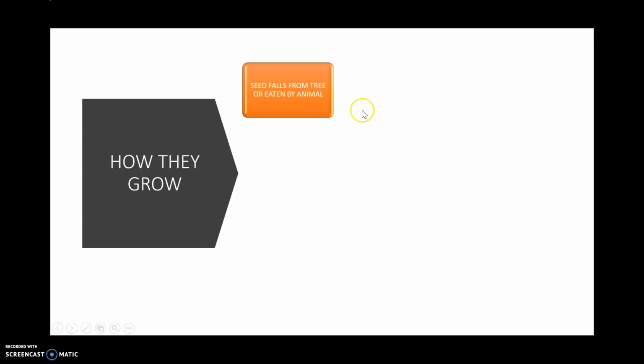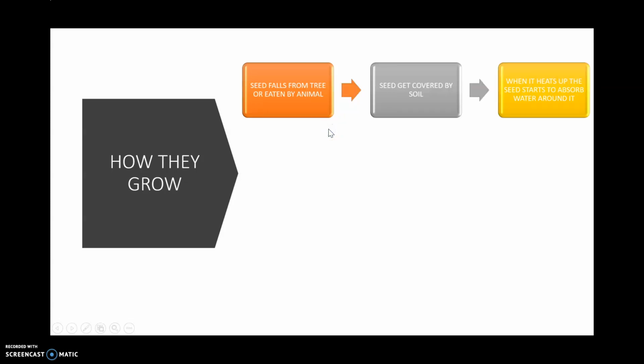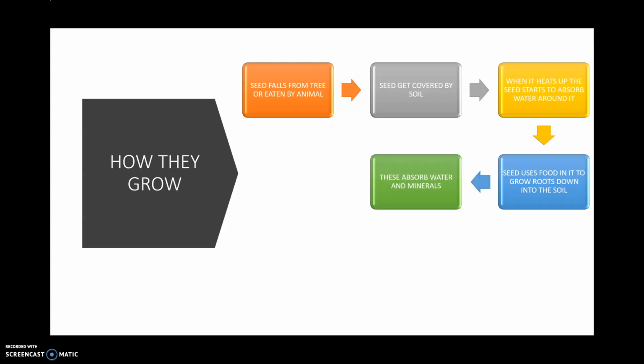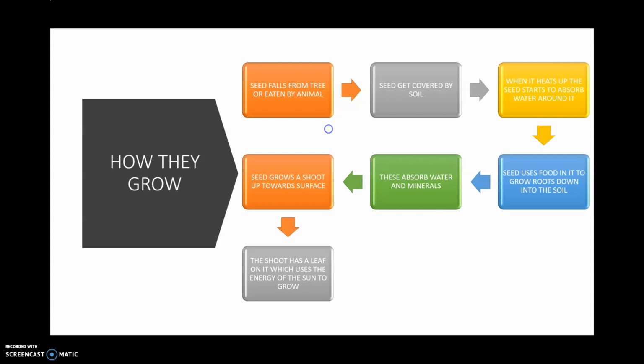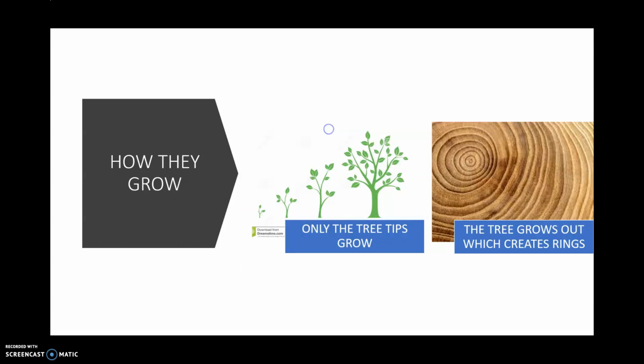So the seed falls from the tree and is eaten by an animal. The seed gets covered by soil. When it heats up, the seed starts to absorb some water around it. The seed uses food in it to grow roots into the soil. That's called the radicle. These absorb water and minerals. The seed grows a shoot up towards the surface. The shoot has a leaf on it which uses the energy of the sun to grow. The young tree continues to use the sun's energy through photosynthesis to grow.